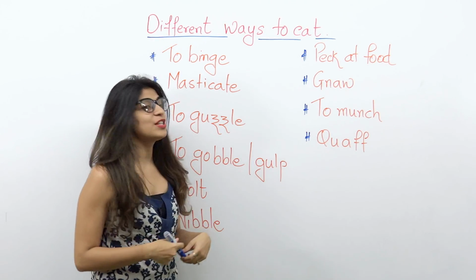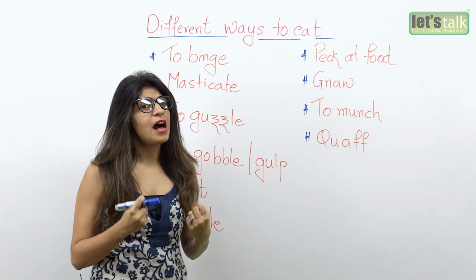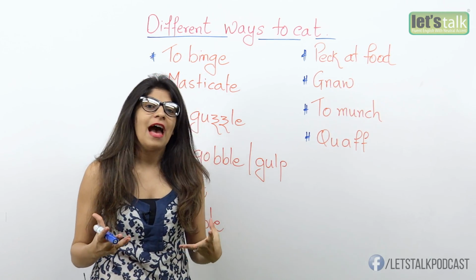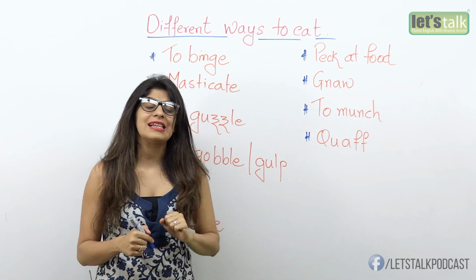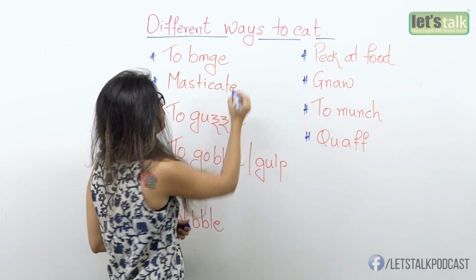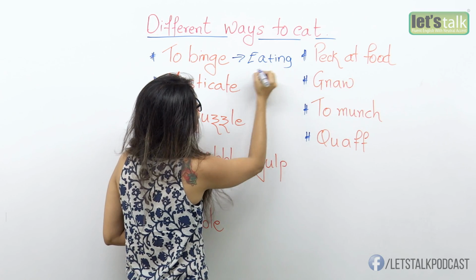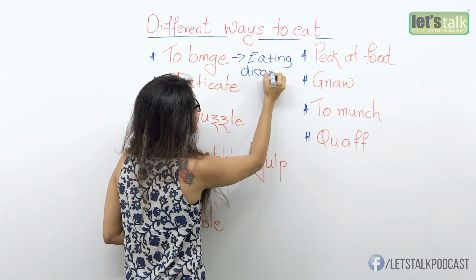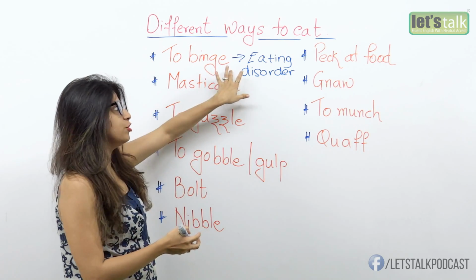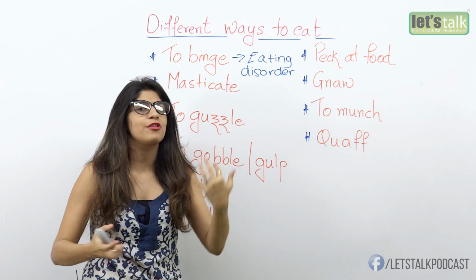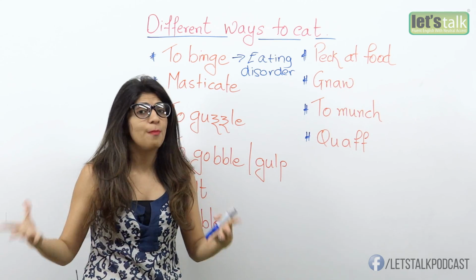Well, the first one is to binge. Now to binge, it means when you indulge in food and you just eat uncontrollably. Well, to be honest, it's an eating disorder. Now the correct meaning of binge is it's an eating disorder wherein you just constantly eat and in large amounts.